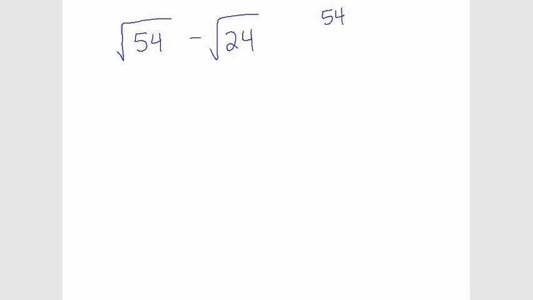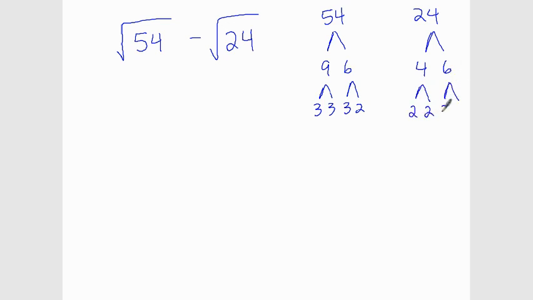So I'll set up factor trees for 54 and 24. 54 is 9 and 6, 9 is 3 and 3, and 6 is 3 and 2. And then 24 is 4 and 6, 4 is 2 and 2, and 6 is 3 and 2. Okay, so I got a pair here, and then I've got lone numbers here and here.